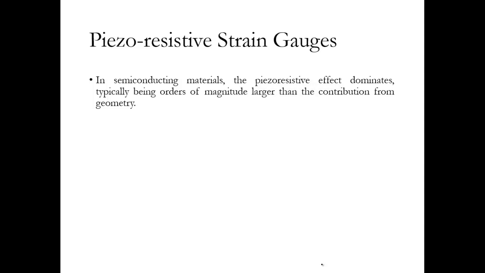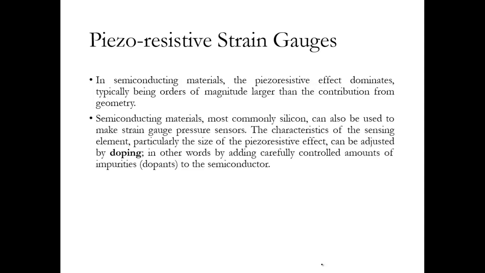In semiconducting materials, the piezoresistive effect dominates more than in metals, in which the other effects, in the form of deformation, the change in length and area, are also there. But in semiconducting materials, the piezoresistive effect, that is the change in the resistivity, dominates, typically by orders of magnitude over the contribution from the geometry, that is the change in the length and the area. Most commonly, silicon is used to make these strain gauge pressure sensors.